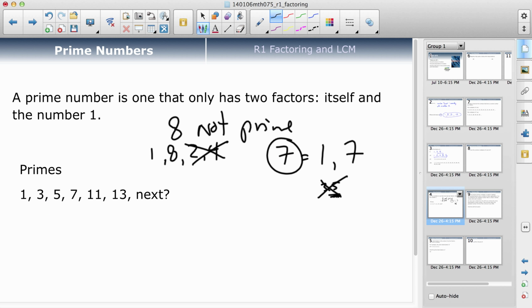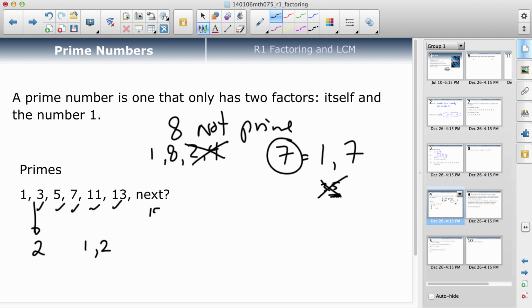Here's a bunch of other ones. 3 is prime, 5, 7, 11, 13. Looks like they're all odd so far, eh? I guess I should have put in another number there, 2. 2 is also prime because 1 and 2 are its only factors. But I think that's the only even number that would be prime.